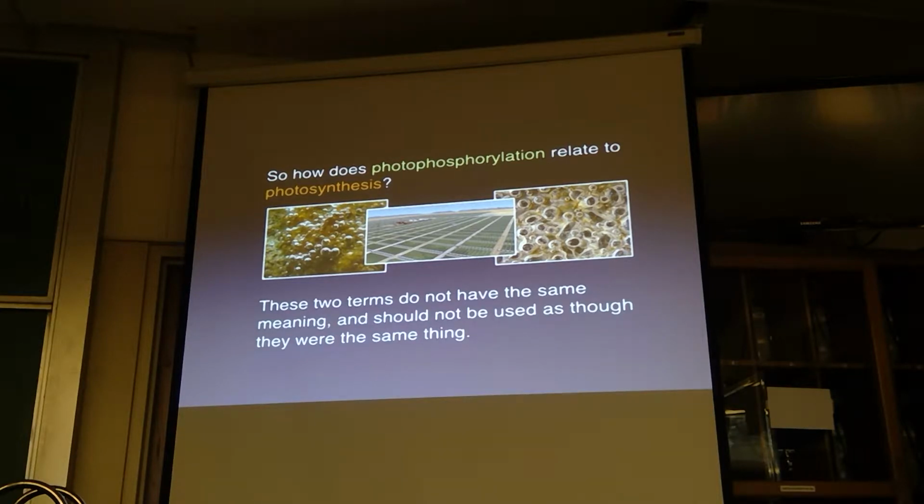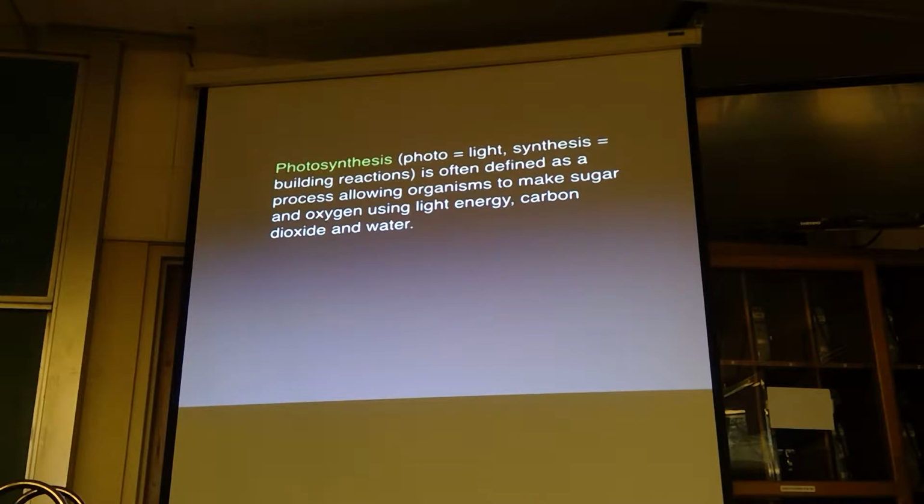Photosynthesis, on the other hand, suggests that the organisms are actually going to synthesize organic compounds. Photosynthesis has to do with making carbohydrates. Photophosphorylation doesn't. So photosynthesis, light synthesis, it's building reactions. It's a process that allows organisms to make sugar, supposedly, and oxygen. But we've seen here where sometimes they make oxygen and sometimes they don't. But if they're going to make sugar, they're going to have to run a pathway that we haven't seen yet.